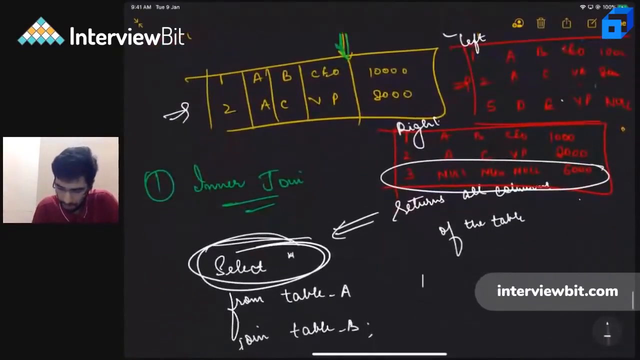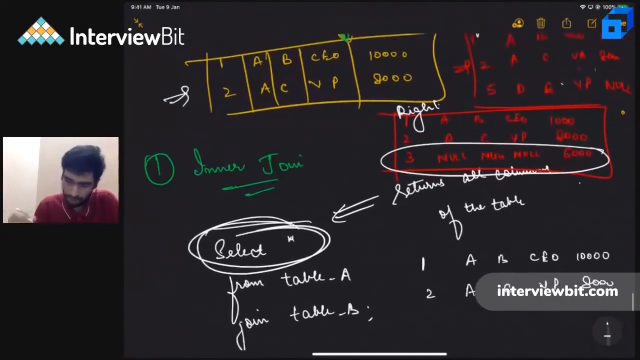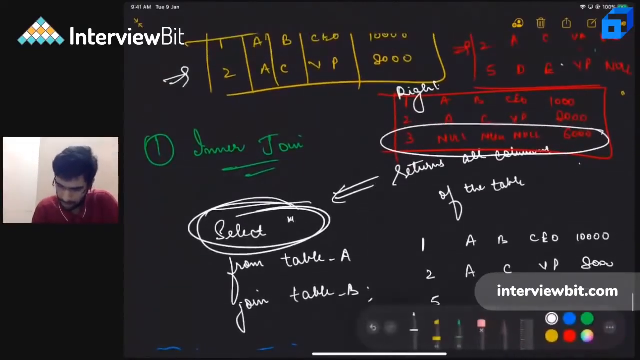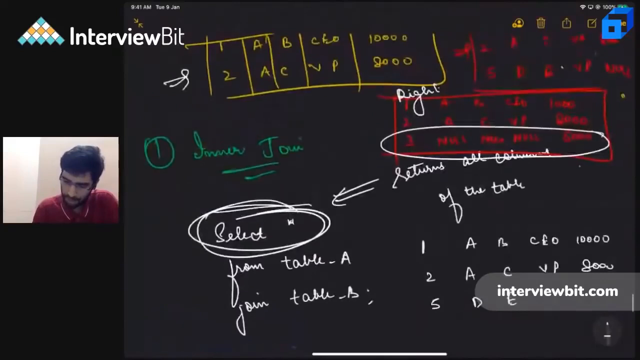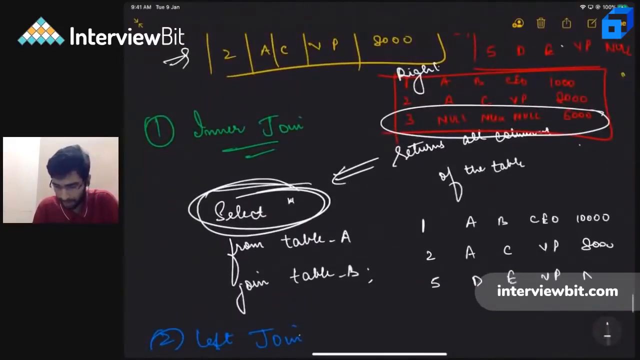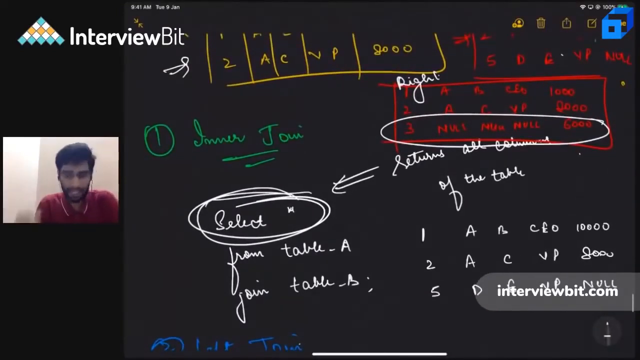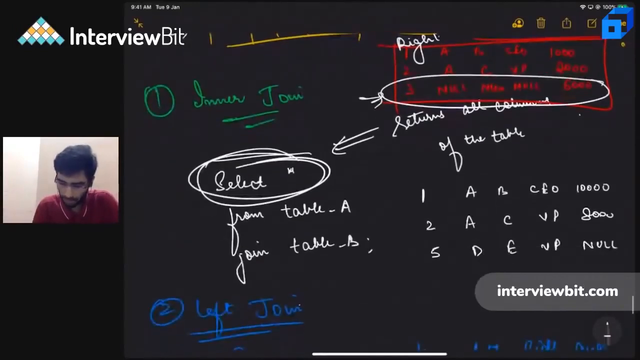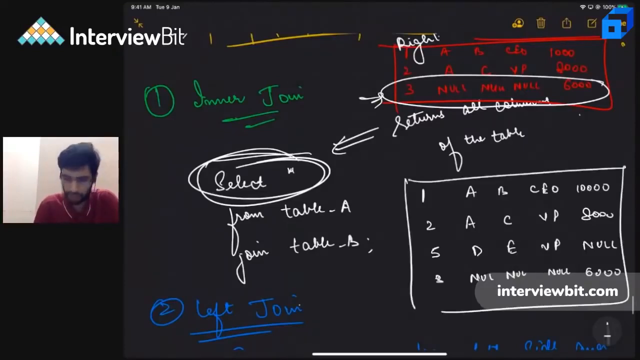So basically, what will be the output of a full join? It will be 1, A, B, CEO, who has a salary of 10,000. Then there is 2, A, C, VP, who has a salary of 8,000. Then there will also be 5, whose name is D, E. Then he's a VP, but I don't know his salary. But I am also doing a right join, so I will also be returning this. So it will be 3, null, null, null, and I know his salary is 6,000. So this will be the output of a full join.